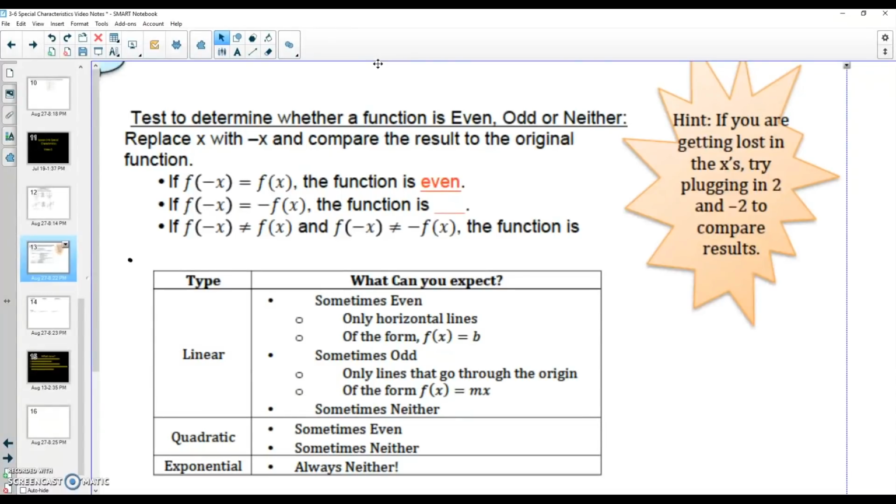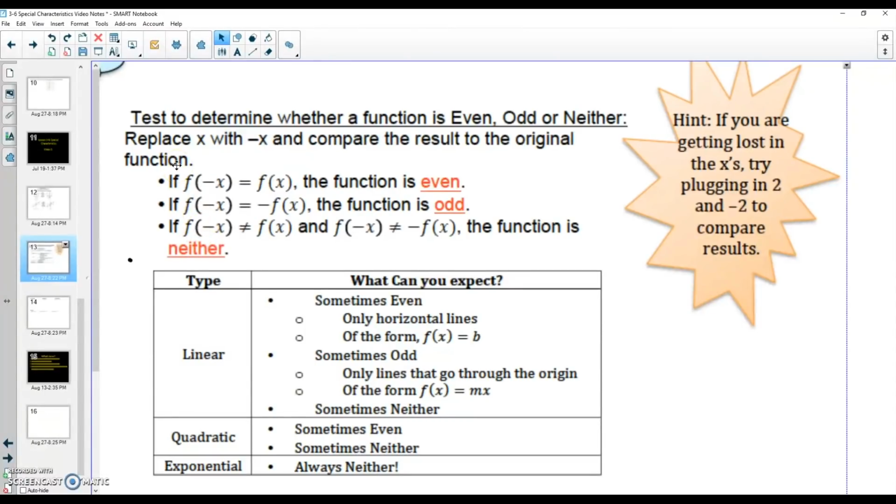Now, if we were to plug in -x and we were to get the complete opposite of the function when we did all the simplification, every single term was the opposite. If it was negative, it became positive. If it was positive, it became negative. Then our function is going to be odd. Finally, if we plug in -x and we don't get the original function and we don't get the exact opposite, we just get something different, then our function is going to be neither.